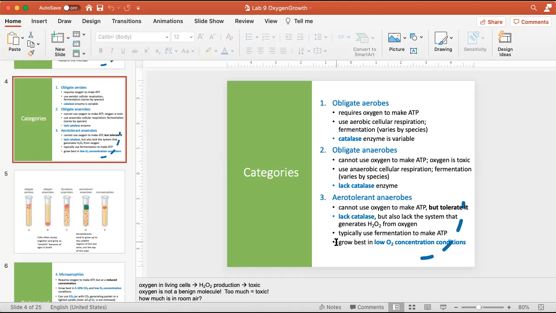Now, here's something important to know about the aerotolerant group. They grow best in a little bit of oxygen. Remember, they're not using it for their ATP production, but they use it in other ways, and they actually prefer to be in a low concentration of oxygen. A low concentration of oxygen will kill an obligate anaerobe, but the aerotolerant ones actually like it. They like it best.